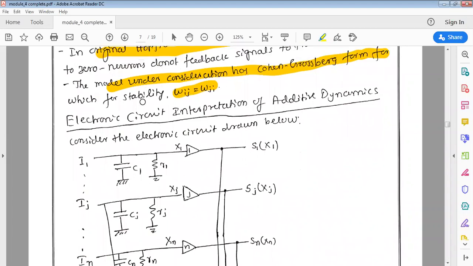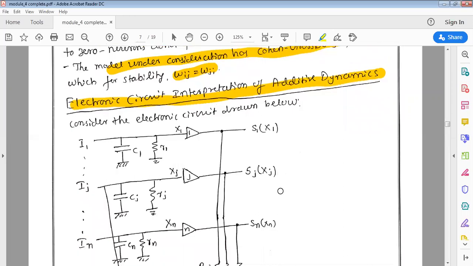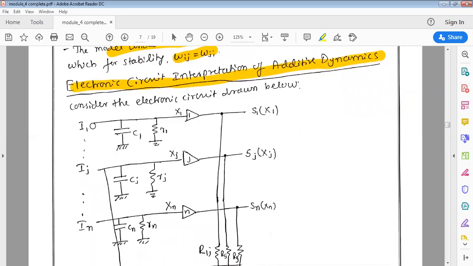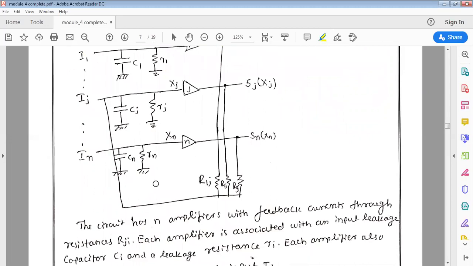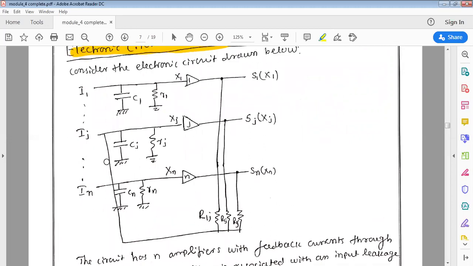Once this model is built, how are we going to interpret it in terms of electronic circuits? Consider this circuit. I1, I2, I3, In are the input currents. Except I1, all of them are fed once again at the output. There is a leakage capacitor, and there is a resistance R1. X1 is an input voltage, and these blocks 1, 2, 3, j, n all correspond to amplifiers, and X1, X2, X3, Xj, Xn are all voltages, and S1 of X1 is your output.